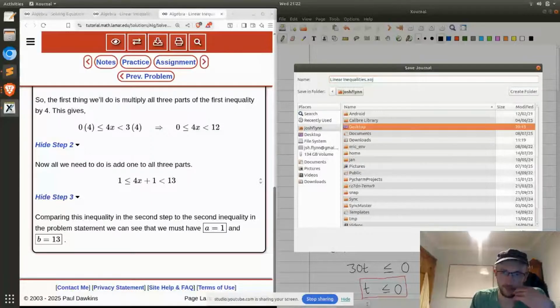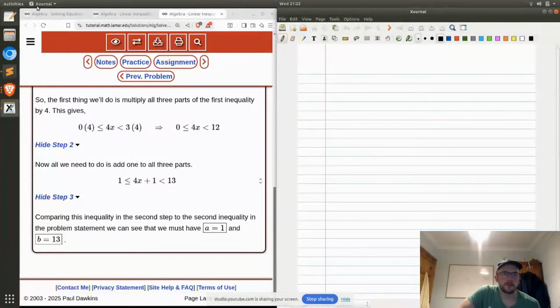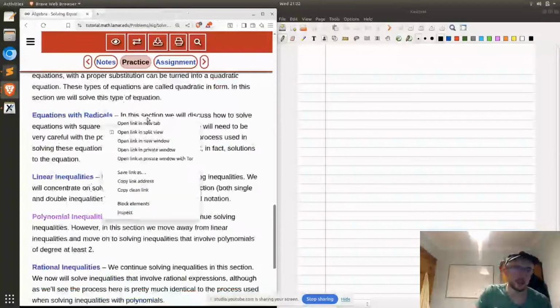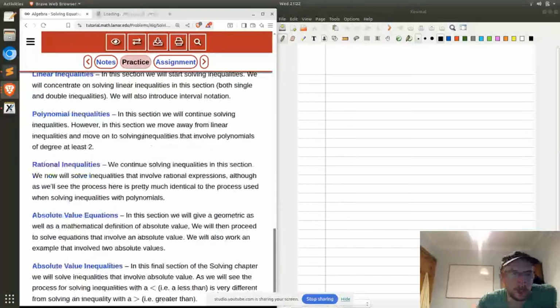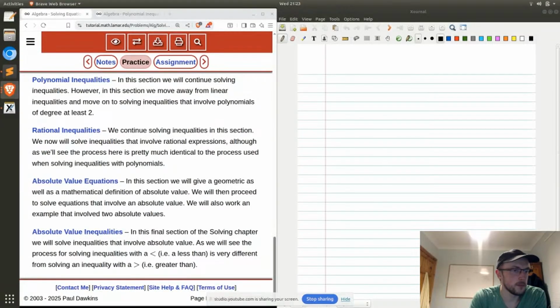Stop, please. And we begin again. Not the exact same thing again, because that would not be interesting to me. We do polynomial inequalities.